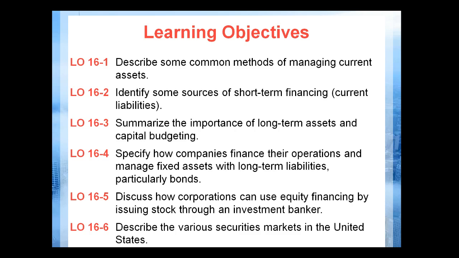First, you will describe some of the common methods of managing current assets. You will identify some sources of short-term financing. You will summarize the importance of long-term assets and capital budgeting. Also, you will specify how companies finance their operations, manage their fixed assets with long-term liabilities, and also a brief discussion on bonds. We'll discuss how corporations can use equity financing by issuing stock through their investment banker. And finally, we'll describe the various securities markets in the United States.